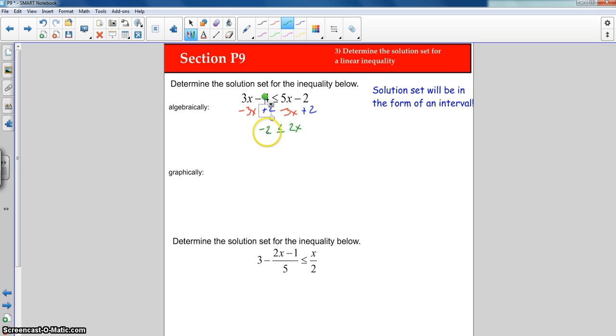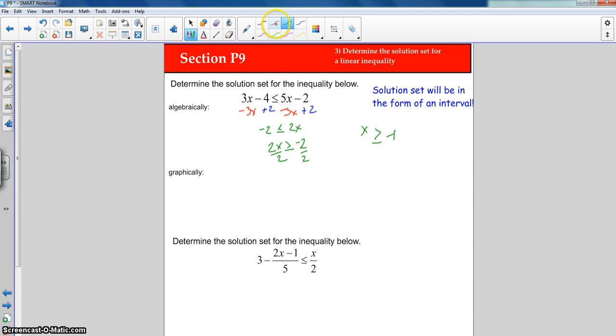This form always bothers me, so I like to have my x's on the left side. So if I have 2x minus 2, your inequality stays the same, but as you move the 2 to the other side and the negative 2 to the right side, you will end up having the inequality in the other direction. And then if you solve here, divide by 2, you'll get x is greater than or equal to negative 1.